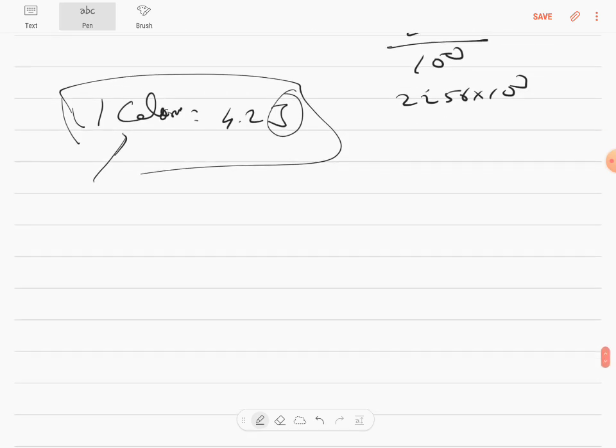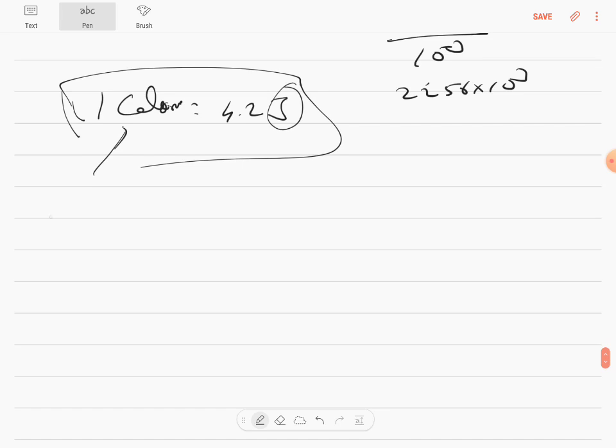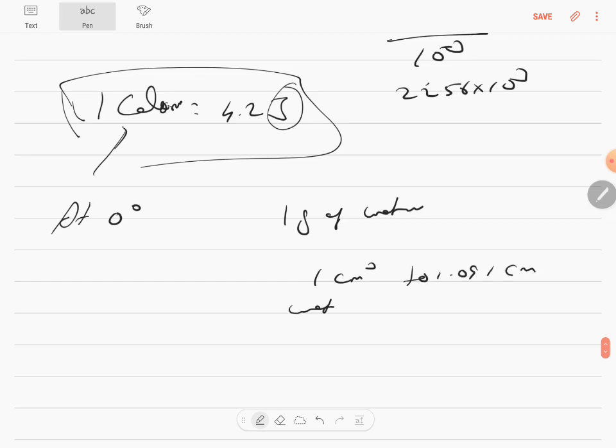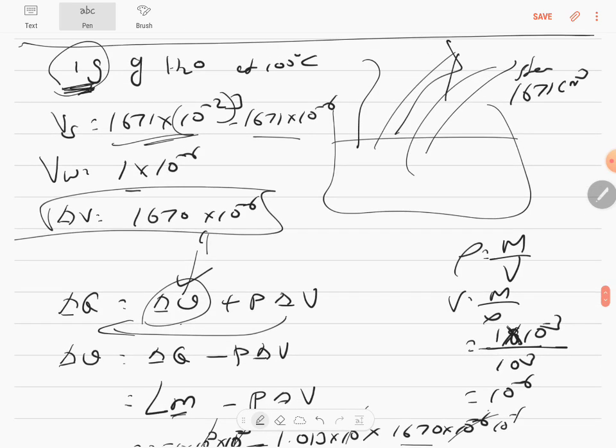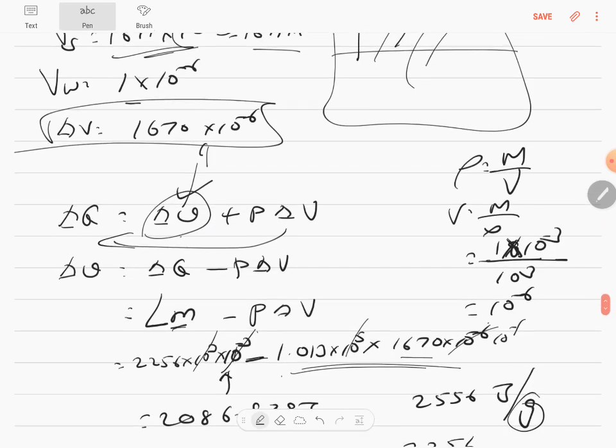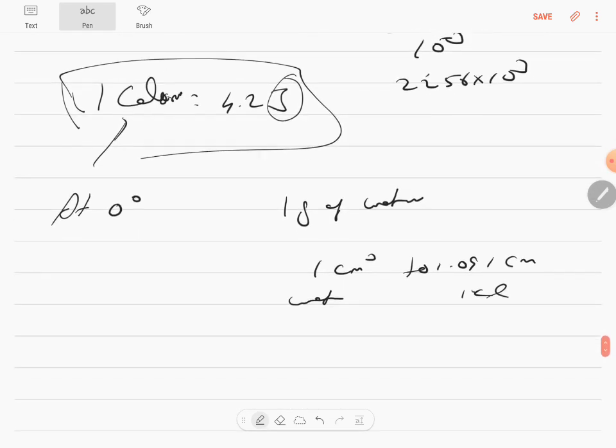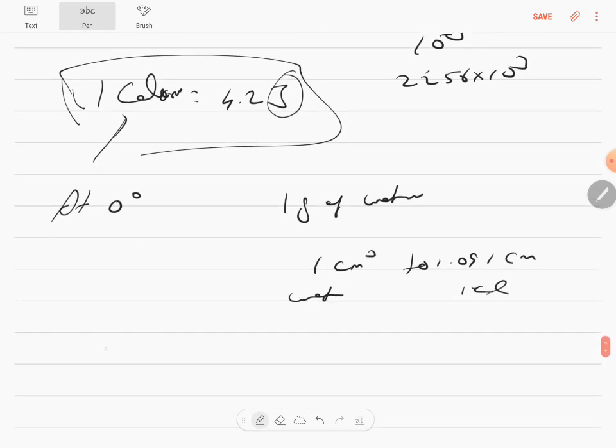I'll go to the next sum, which involves, at 0 degrees Celsius and at normal pressure, the volume of 1 gram of water increases from 1 centimeter cube to 1.091 centimeter cube. This is water and this is ice. It's freezing, which means, see, in this process heat is getting released, so you should write minus delta Q is equal to delta U plus P into delta V. That's the only change. Are you clear?